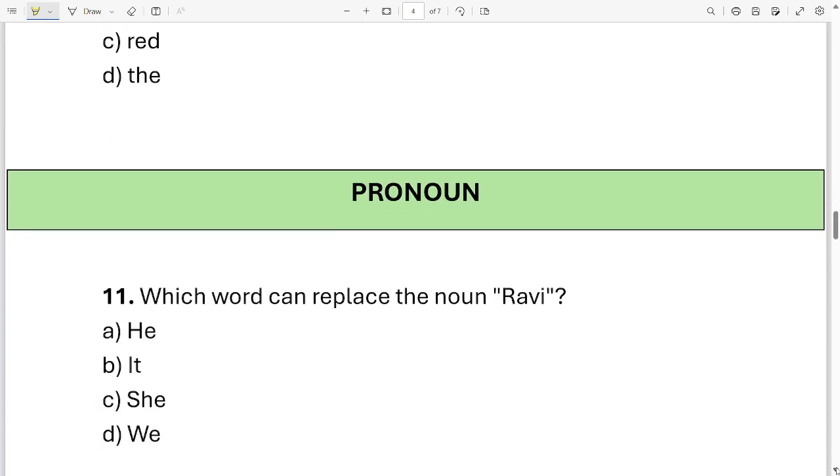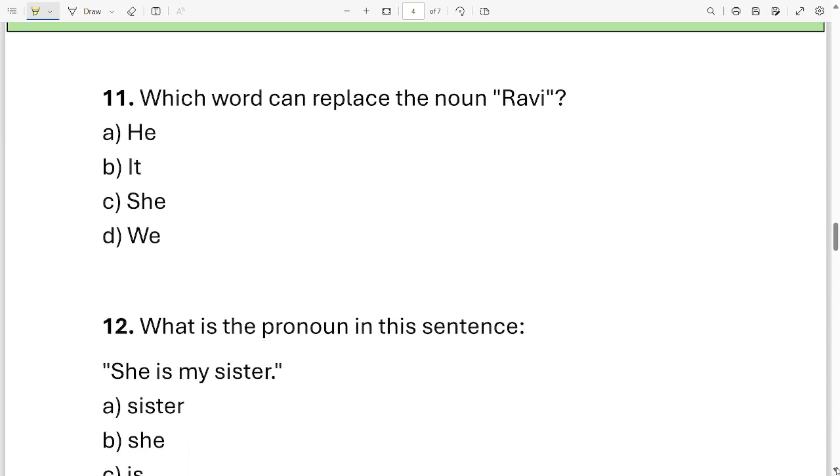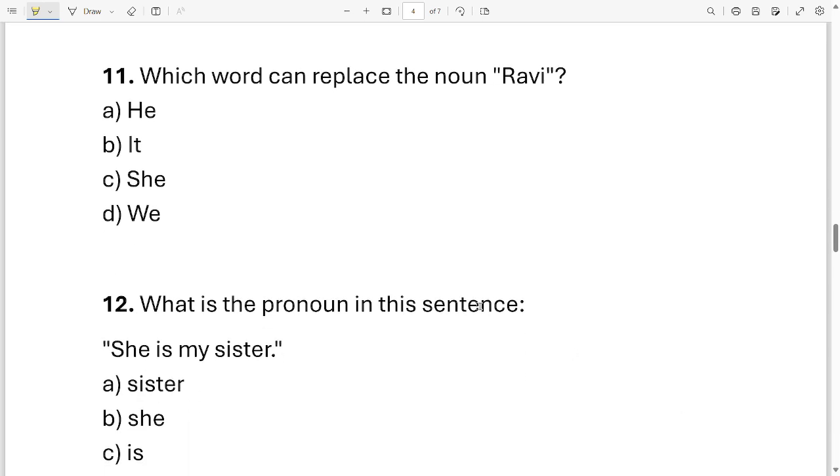Okay, so we have reached the pronoun part of our exercise. First question is, which word can replace the noun Ravi? If we have to replace Ravi in a sentence, what are we going to use? Are we going to use he or it or she or we? Which word will replace Ravi in the sentence? It is option A, he. Because Ravi is a boy, so we are going to use he to replace it.